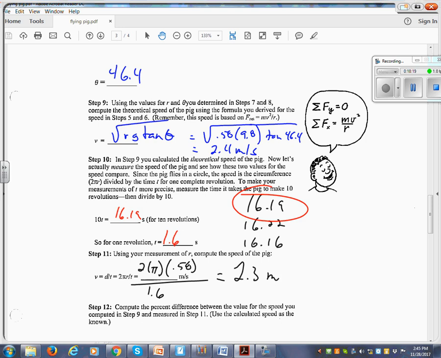I need a new pencil. Not bad. We know our pigs.